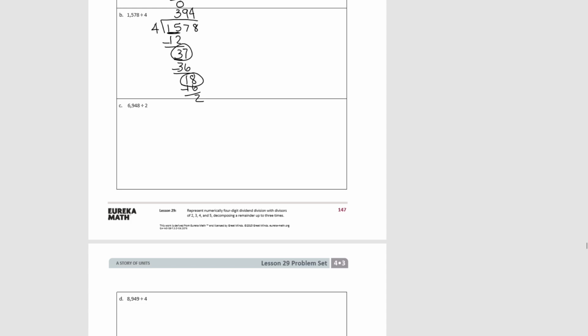We'd have 2 left. We make sure we can't divide 2 equally into 4 groups, which we can't, so that becomes our remainder. And we'll check with multiplication. 4 times 4 is 16. 9 times 4 is 36, plus 1 is 37. 3 times 4 is 12, plus 3 is 15. And we add the 2 in from the remainder. And we're back to our original dividend. Okay, try C.